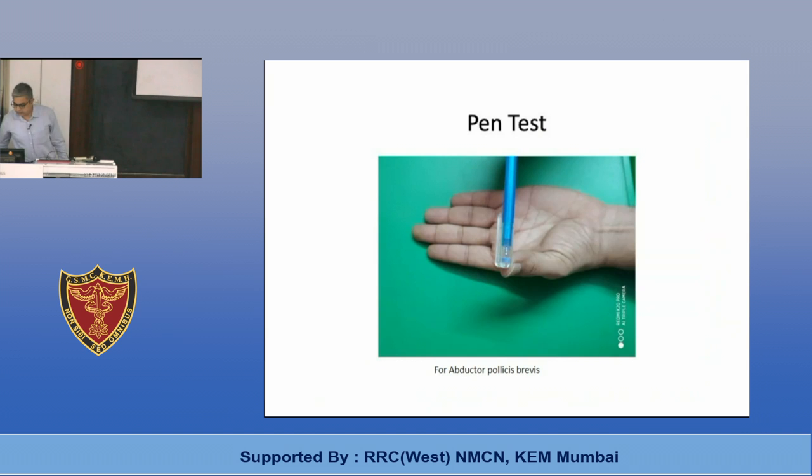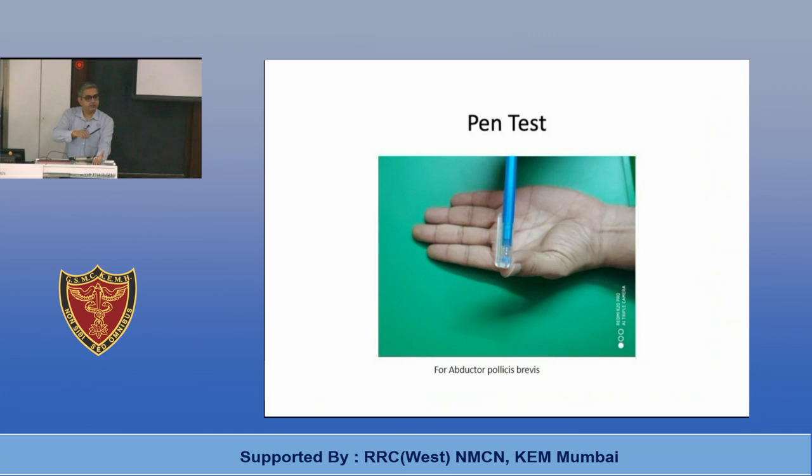Another test for the median nerve, especially for abductor pollicis brevis, is the pen test. We ask the person to touch the pen. This is abduction, and this is adduction. Ask the person to hold the hand this way and try to touch the pen.